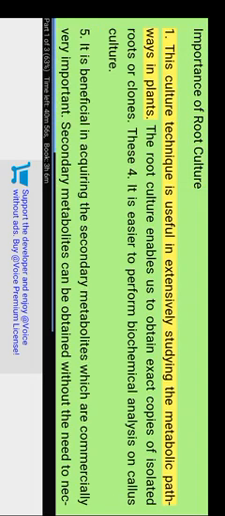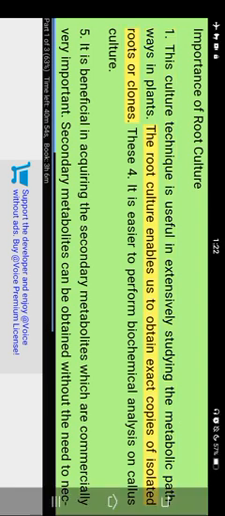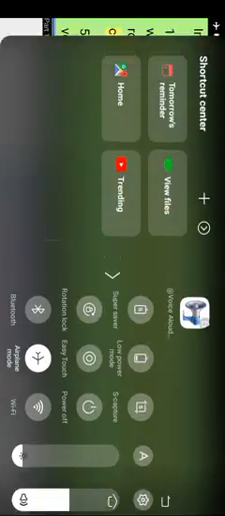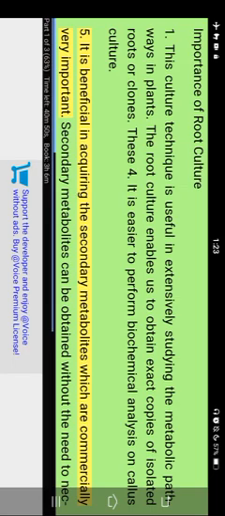1. This culture technique is useful in extensively studying the metabolic pathways in plants. The root culture enables us to obtain exact copies of isolated roots or clones. 4. It is easier to perform biochemical analysis on callus culture. 5. It is beneficial in acquiring the secondary metabolites which are commercially very important.